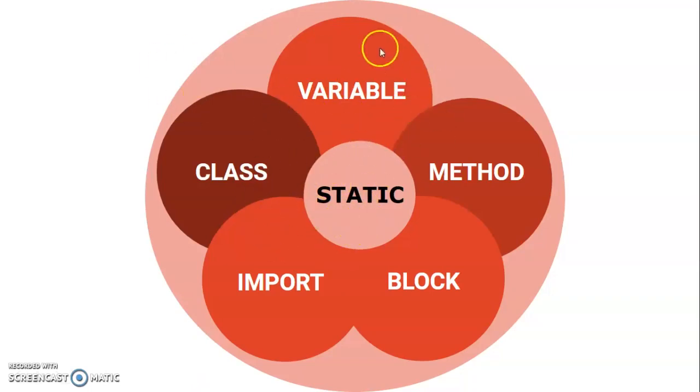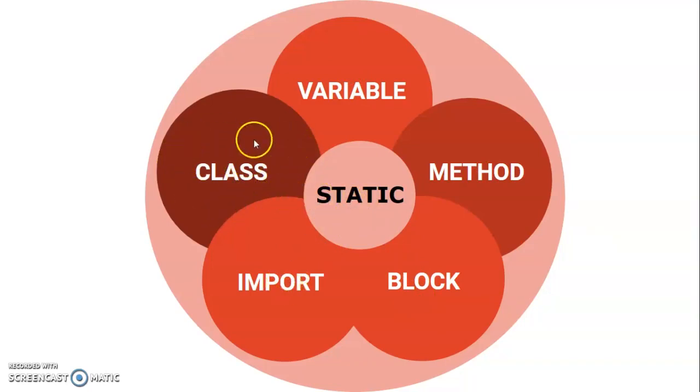As I mentioned earlier, the static keyword can be used as a variable, as a method, as a block, as an import, and as a class. What do I mean by this? You can have a static variable in your class, you can have a static method, you can have a static block, you can import static, and you can have a static class.